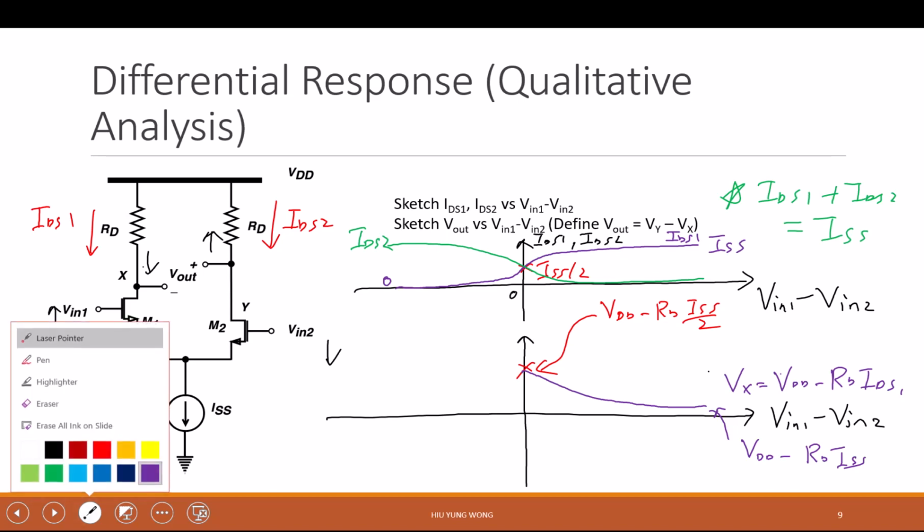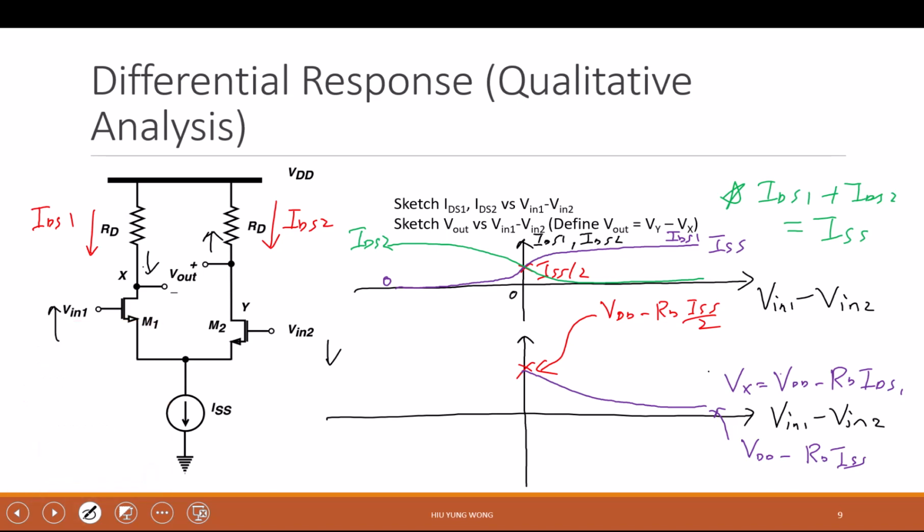And then, if I have a negative Vin1 minus Vin2, then this will go up. And eventually, can you tell me what is the value of this point? Again, this is Vx, right? Just VDD. Why? So he is saying that when Vin1 minus Vin2 is very negative, and the current is 0, this is VDD. Why? Zero current, no potential drop, right? So this is just VDD.